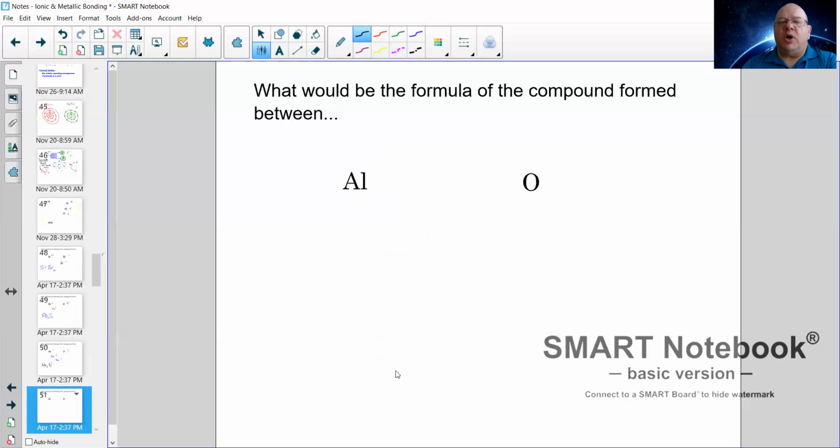One more. Please pause the video and work out aluminum oxide. Welcome back. Aluminum has 3 valence electrons. Oxygen has 6 valence electrons. So if we start pairing these up and say, well, oxygen takes away that electron, and oxygen takes away that electron. Now the oxygen's full, can't take any more, but aluminum still has 1. So what do we do?